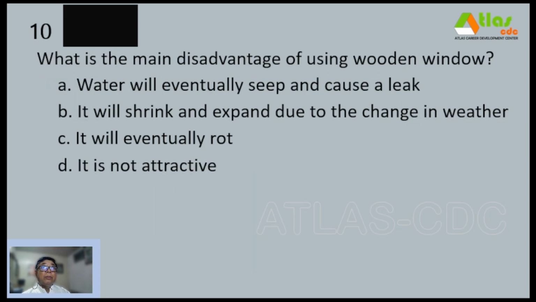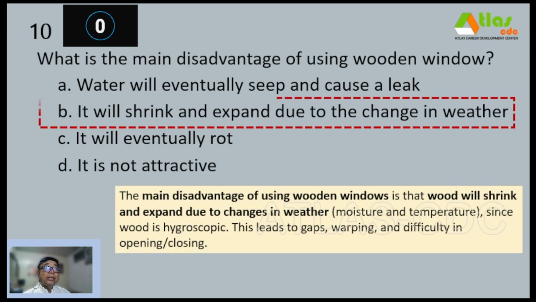So number 10, what is the main disadvantage of using wooden window? A. Water will eventually seep and cause a leak. B. It will shrink and expand due to the change in weather. C. It will eventually rot. And D. It is not attractive. And our correct answer is letter B. It will shrink and expand due to the change in weather.